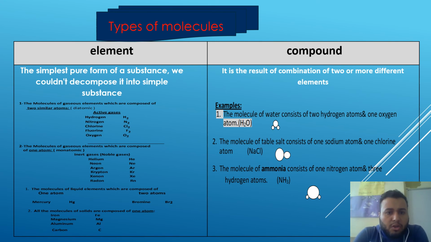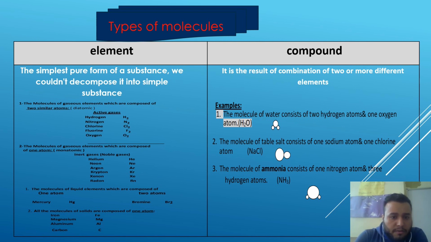Elements: the molecules of gaseous elements which are composed of two similar atoms, we call them diatomic elements, like active gases: hydrogen H2, nitrogen N2, chlorine Cl2, fluorine F2, oxygen O2. And the molecules of gaseous elements may be found as monoatomic elements. What is the meaning of monoatomic? It means consisting of one atom, like inert gases or noble gases: helium, neon, argon, krypton, xenon, radon.